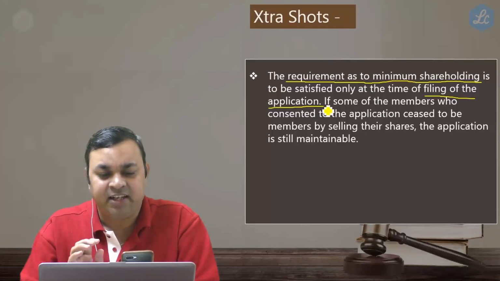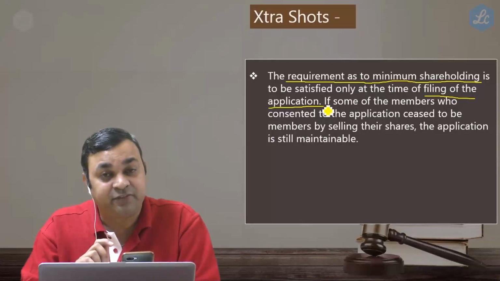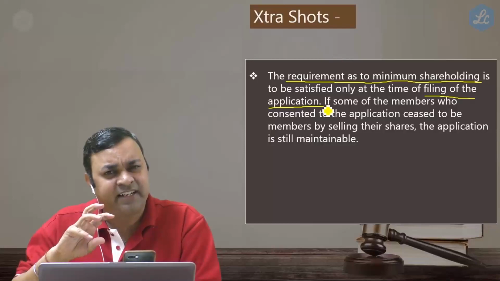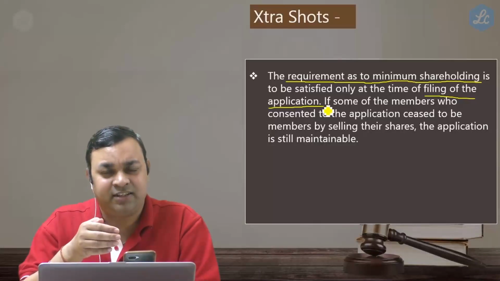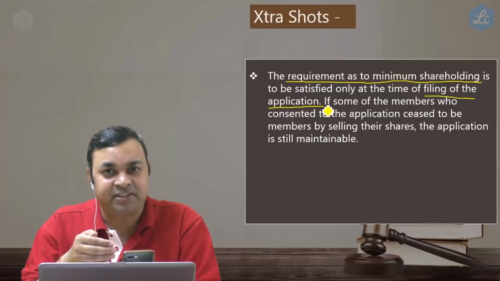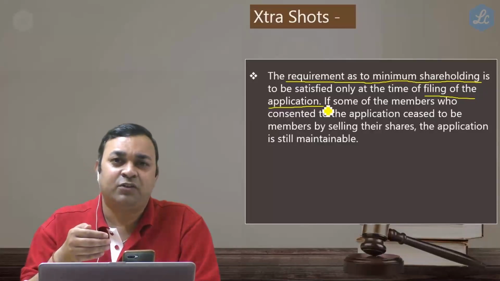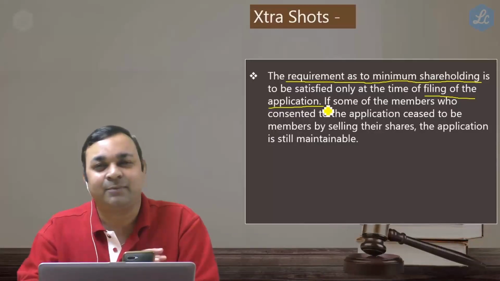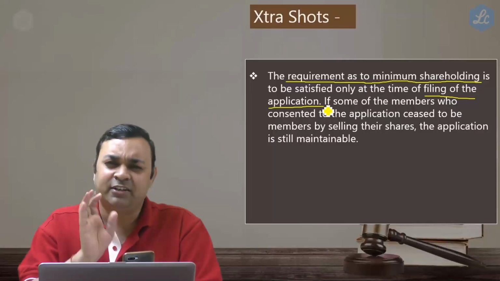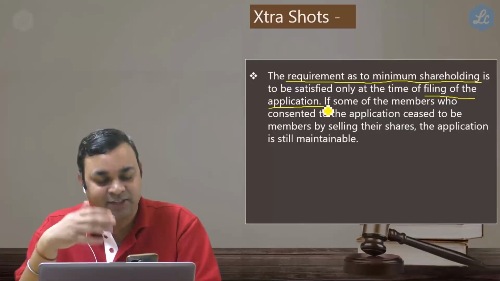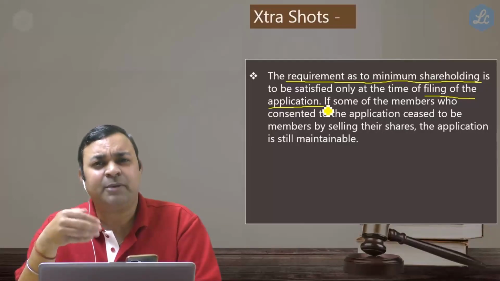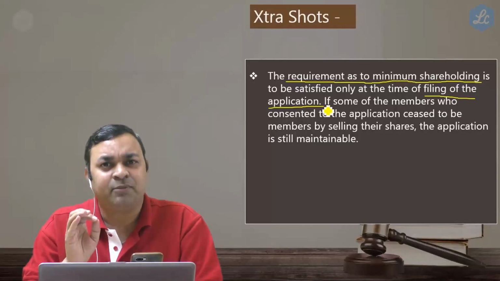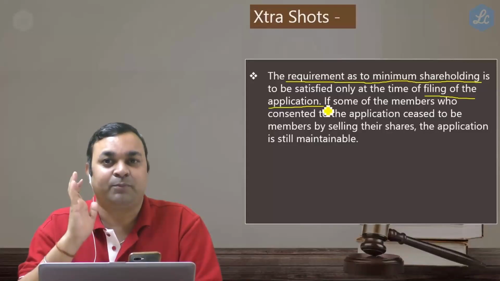So what they have mentioned is that the requirement of the minimum shareholding is to be satisfied only at the time of filing of the application. The examiner will provide a fantastic case study. For example, on 1st January, by making the application, there are 102 members. Out of this, 5 members disappeared. Out of this, 3 members were found dead, something like that. So you need not worry for this. Your answer should be pinpoint. We need to satisfy the requirement of minimum number of members as specified under section 244 at the time of filing of the application. This is the most important concept.